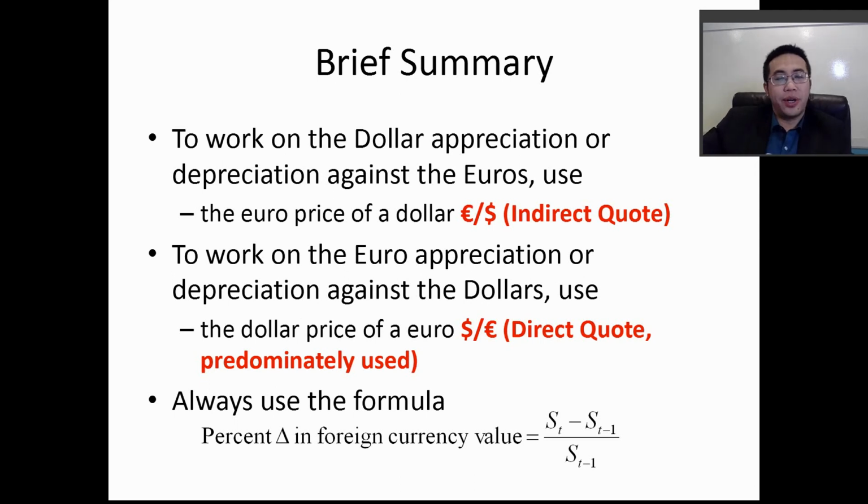And here is a brief summary. To work on dollar appreciation or depreciation, we should use the euro price per dollar. This is also called an indirect quote. If we want to work on euro appreciation or depreciation, we should use the dollar price of a euro, how many dollars per euro, and that is called a direct quote. This is predominantly used for the rest of the class, but you are required to know the calculation using both the indirect quote and the direct quote.